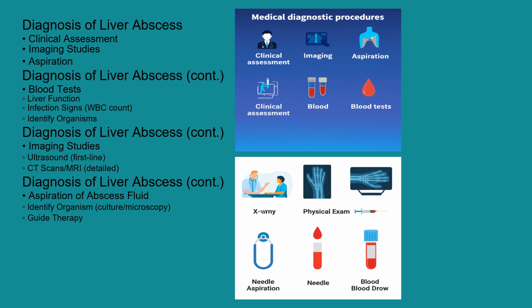Ultrasound is often used as a first-line imaging modality due to its accessibility and lack of radiation. CT scans and MRI scans provide more detailed images and can help differentiate between different types of liver lesions. Finally, aspiration of the abscess fluid is often performed to identify the causative organism through cultures and microscopic examination. This helps guide appropriate antibiotic or antiparasitic therapy.